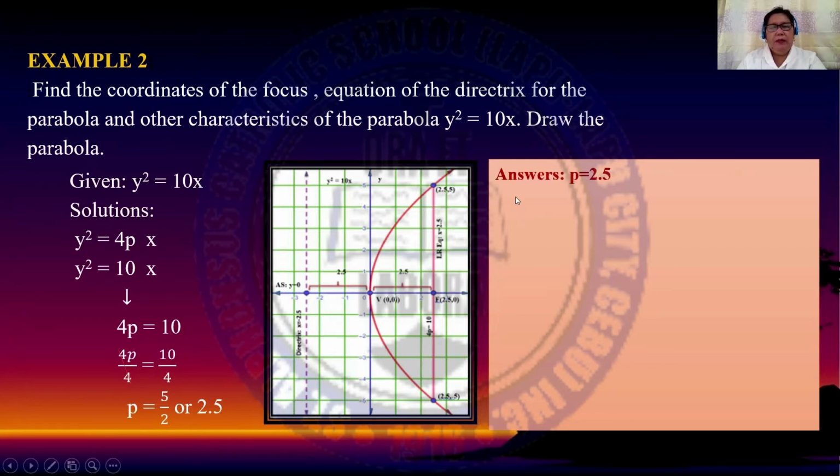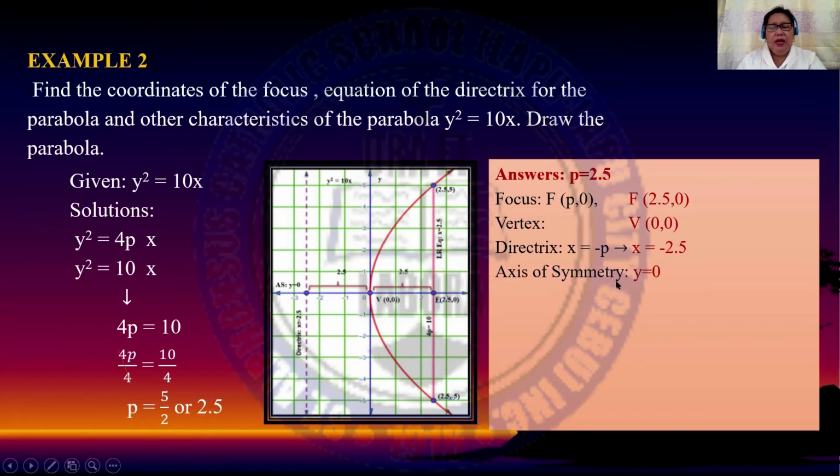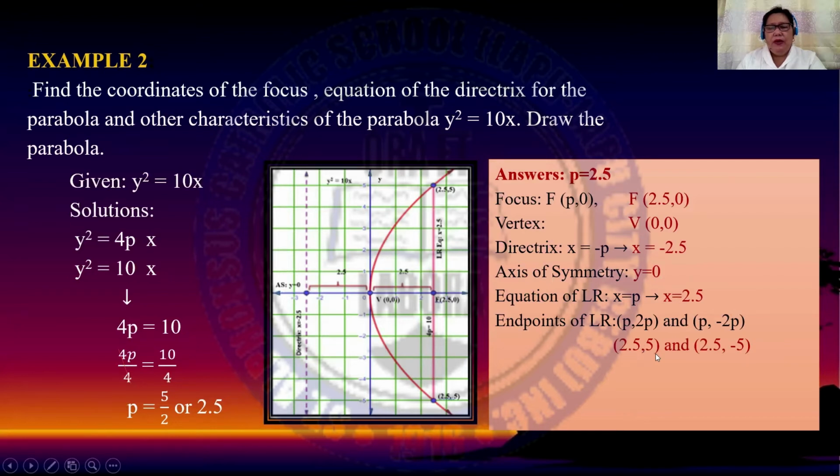So let us identify. Again, for the focus, we have (p, 0), so (2.5, 0). Vertex, V(0, 0). Directrix, x is equal to -2.5. Axis of symmetry, y is equal to 0. Equation of the latus rectum is x is equal to 2.5. The endpoints are (2.5, 5) and (2.5, -5). The length of the latus rectum is 10 units. And the parabola opens to the right since p is greater than 0.